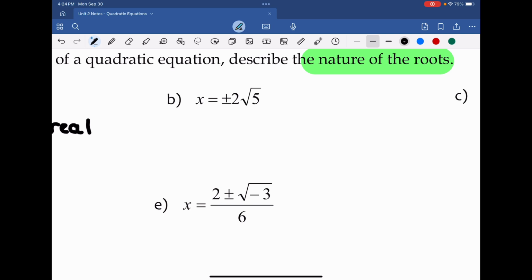All right, now in our next piece here, we go on to x equals plus or minus 2 root 5. Well, plus or minus means there are two separate solutions, the positive and the negative. So again, we're going to say it is two distinct real zeros.